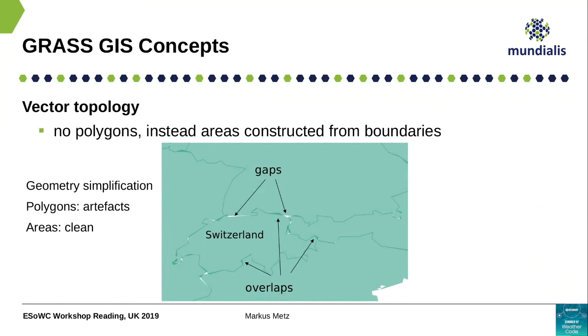So this is just an example of what happens if you do geometry simplification of separate polygons. Initially, the polygons were matching each other nicely, and after geometry simplification, if you don't take care, you get these overlaps and gaps. This cannot happen if you use a truly topological vector model.